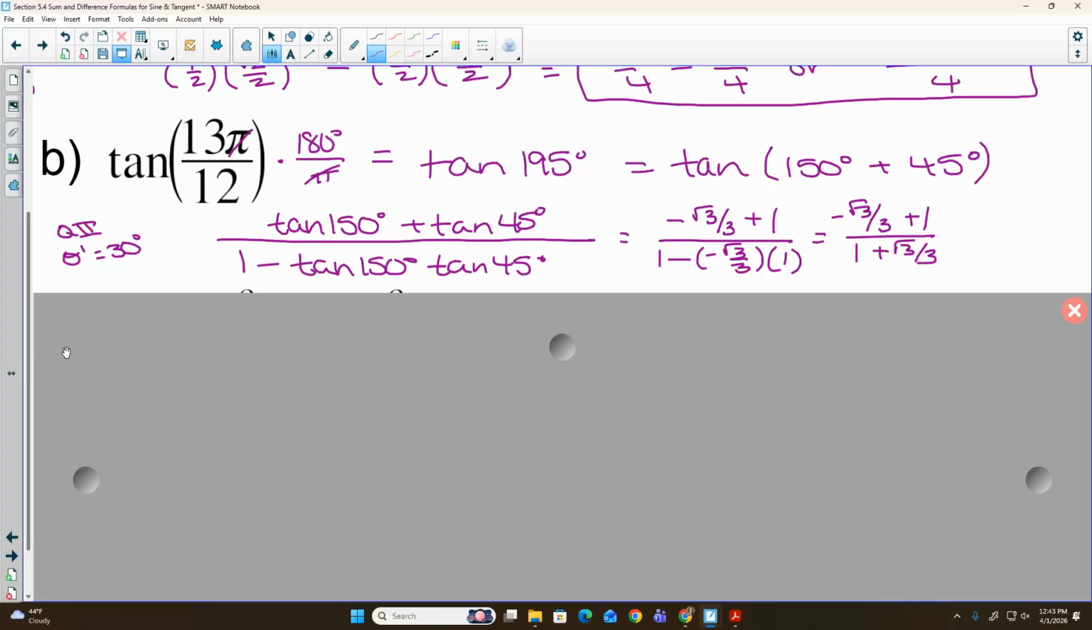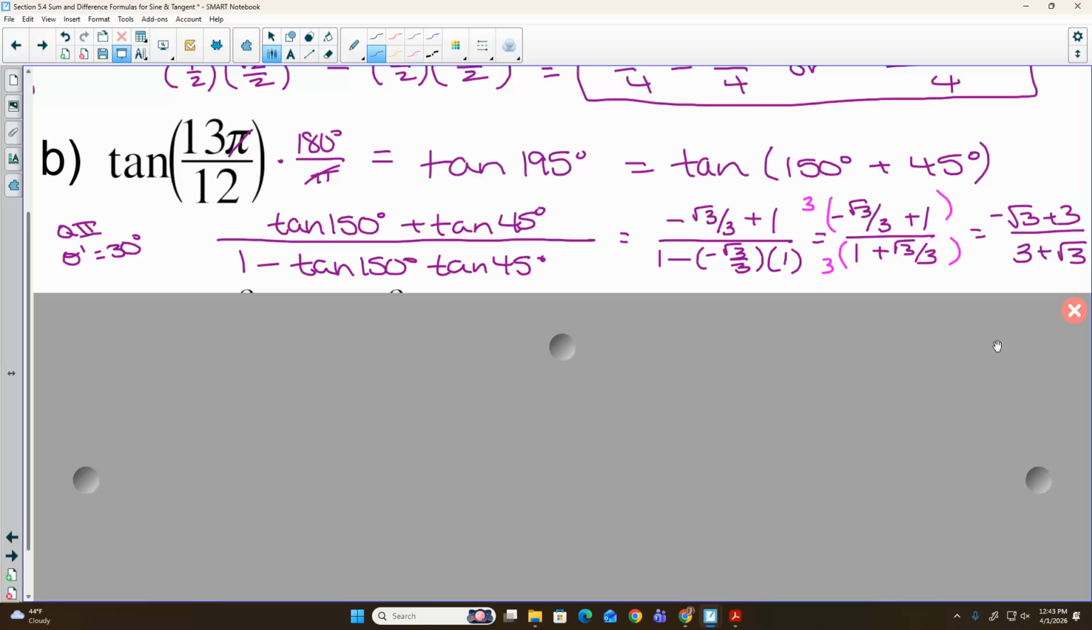Now, several things wrong with this. We don't want a fraction and a fraction, right? Easy trick, something we did with our proofs. This denominator is a 3. So what if I just took everything times 3 on top and bottom? So we get negative radical 3 plus 3 over 3 plus square root of 3.